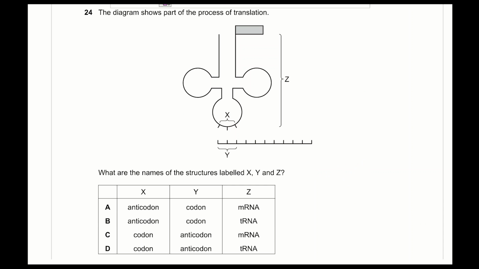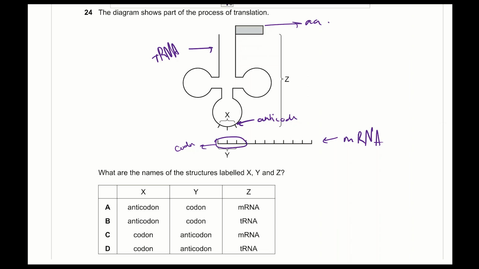Number 24, the diagram shows part of the process of translation. What are the names of the structures labeled X, Y, and Z? So, first of all, you must identify that this is a tRNA, and this is an mRNA. On the mRNA, 3 nucleotides are codons, and this part is an anticodon. Now, the tRNA carries an amino acid which is complementary to the codon. So this is an amino acid.